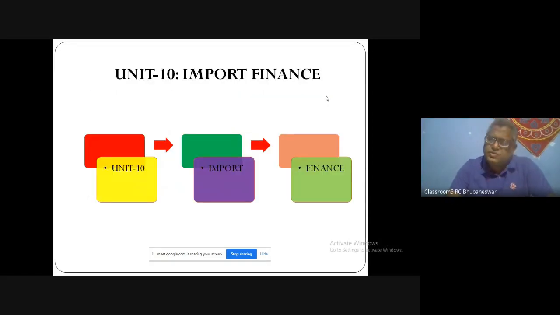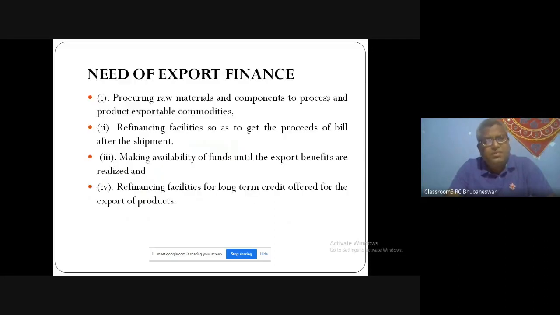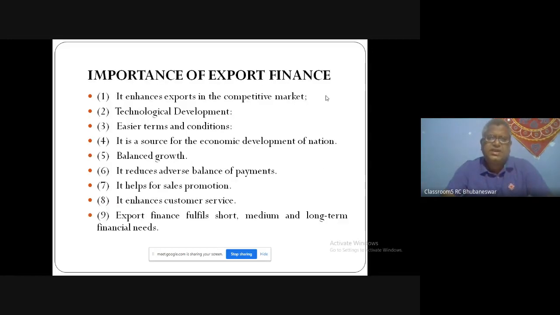Another one, my dear students, and the last part, is import finance, which is unit 10. What is import finance? My dear students, if you talk about import finance, first you go through export finance, then I have put the import finance. It means there is some procurement, refinancing, availability of funds, and other facilities. In export, then I go through the import.